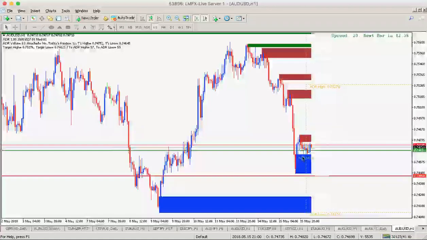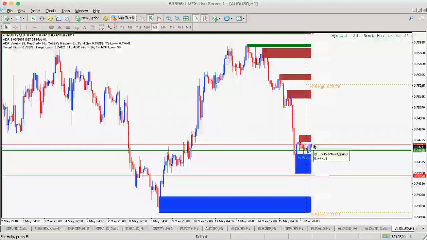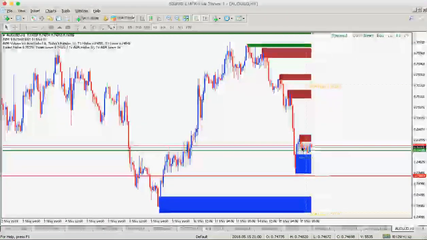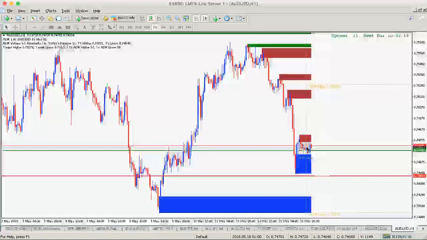Nonetheless, right now you have this consolidation here. Like I have said before when I first taught you all about supply and demand, the best ones come out of bases like this. So this is a good demand zone right here.